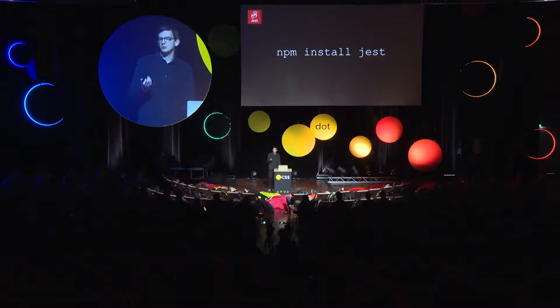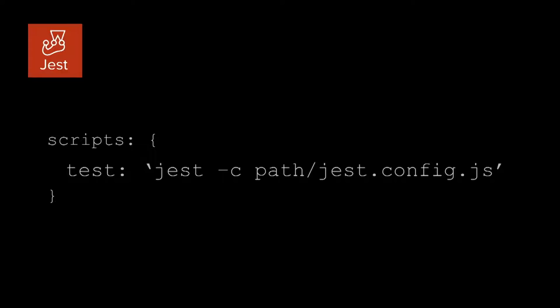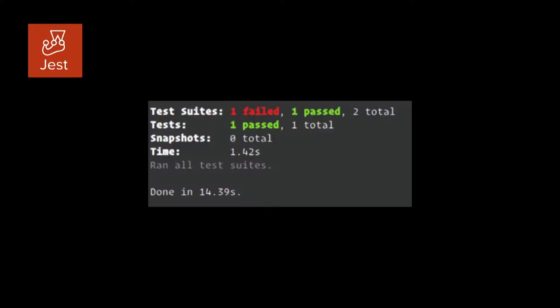First, I install Jest. Just configure it with two attributes to say where my tests are and how the files are named, the pattern of the file name, and then a script to execute the tests. It just gives me the ability to expect something to be something else. We'll see after how I will use it. And then when you test, you get those results.